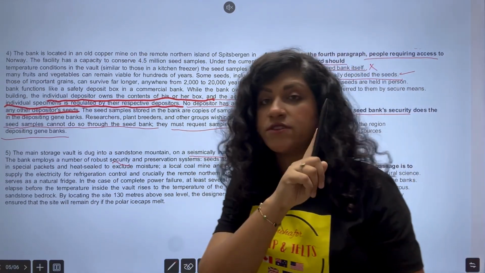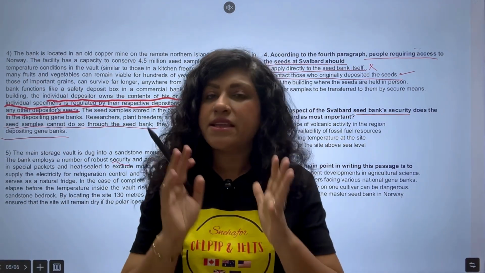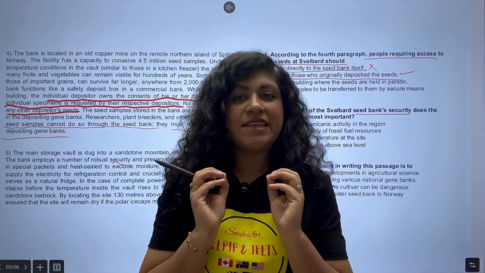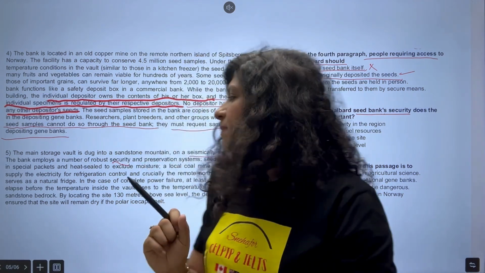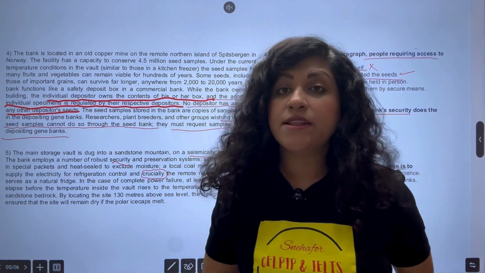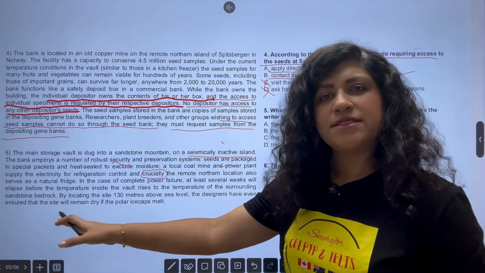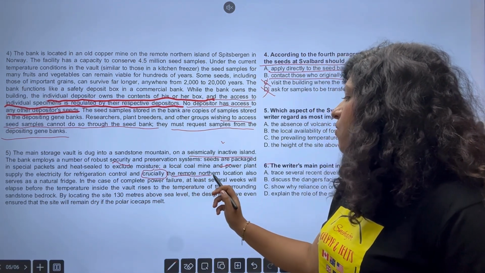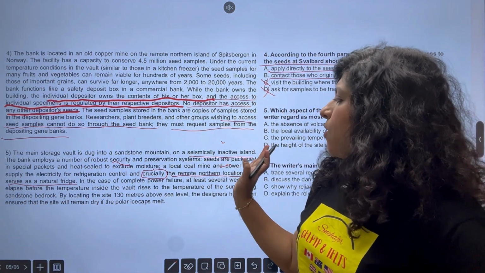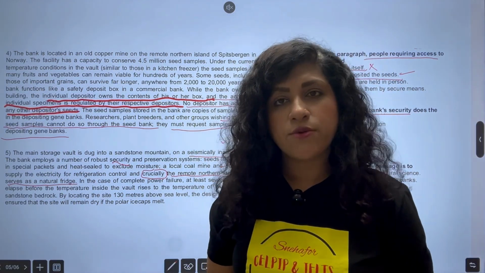So here we are talking about security of the seed bank. And what is that one thing that is most important according to the writer? So here, your word that clearly defines the most important aspect is this word, crucially. Crucially means something that is most important, crucial. What is that related to seed bank security? Crucially, the remote northern location also serves as a natural fridge. That means out of all the things discussed related to the security, what is the most important thing according to the writer?